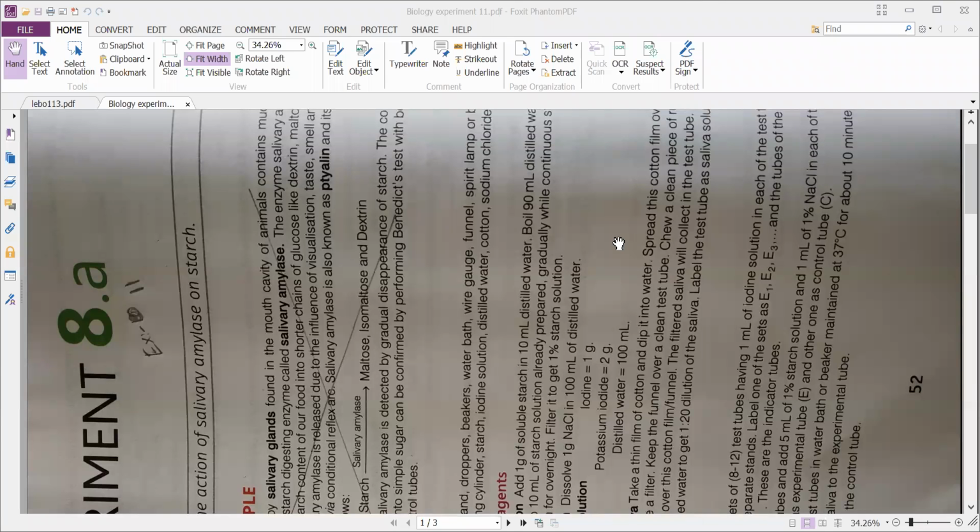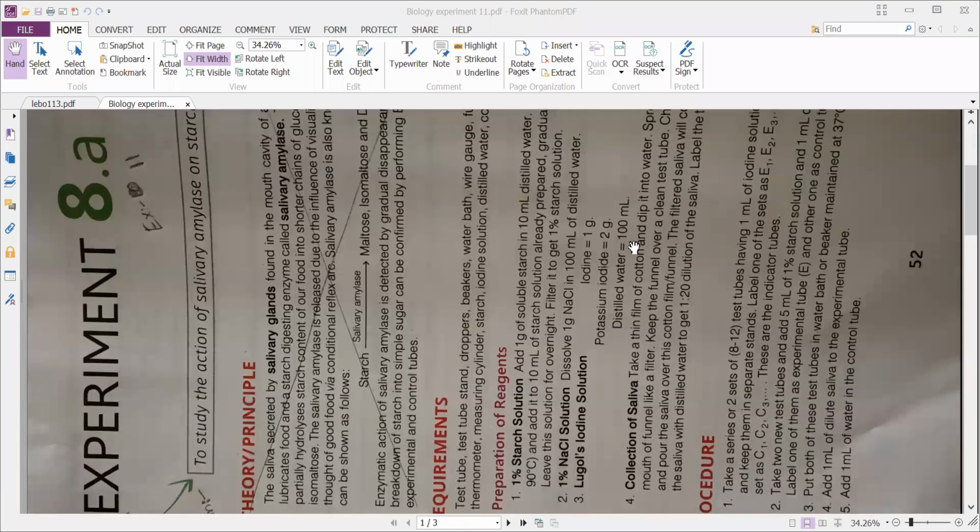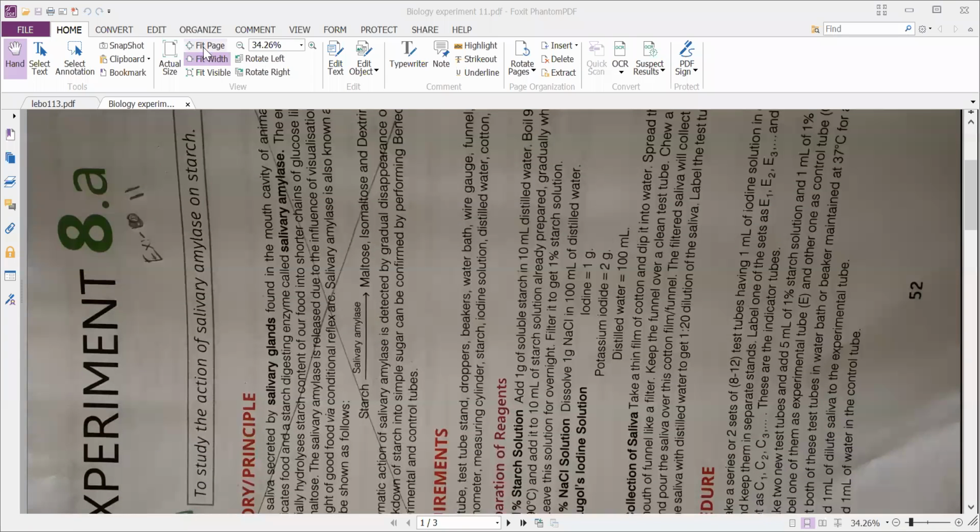Okay, next experiment number 10. Experiment 10 we have completed, and next is experiment number 11. Okay, experiment number 11, we can see here.